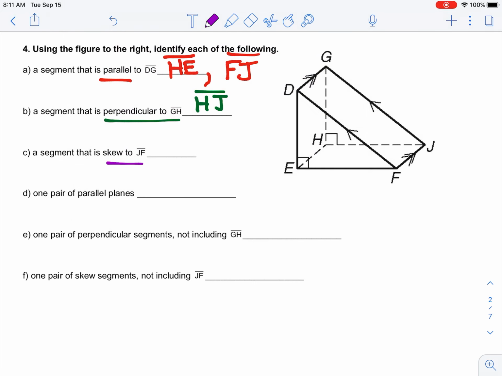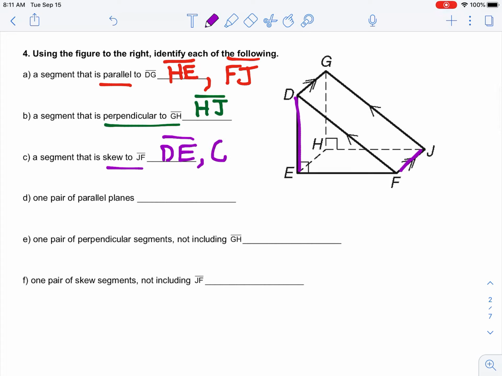All right, a segment skew to JF. So here's JF. Remember, skew means I want a line that's not touching, not parallel, and not on the same plane. If I highlight DE, notice that it runs a different direction and they don't touch, so I could use something like DE. I could also use GH. That runs a different direction and doesn't touch it. Those are the best two to use for skew because they're not touching, not intersecting, and not parallel.